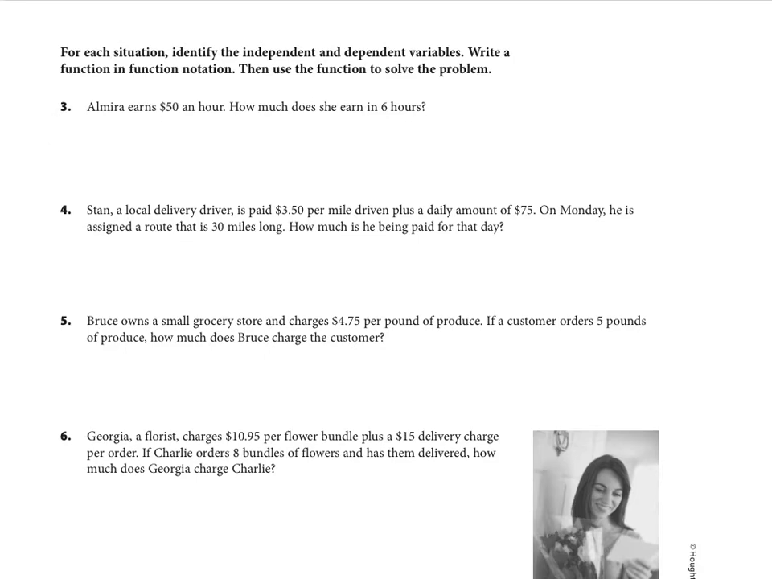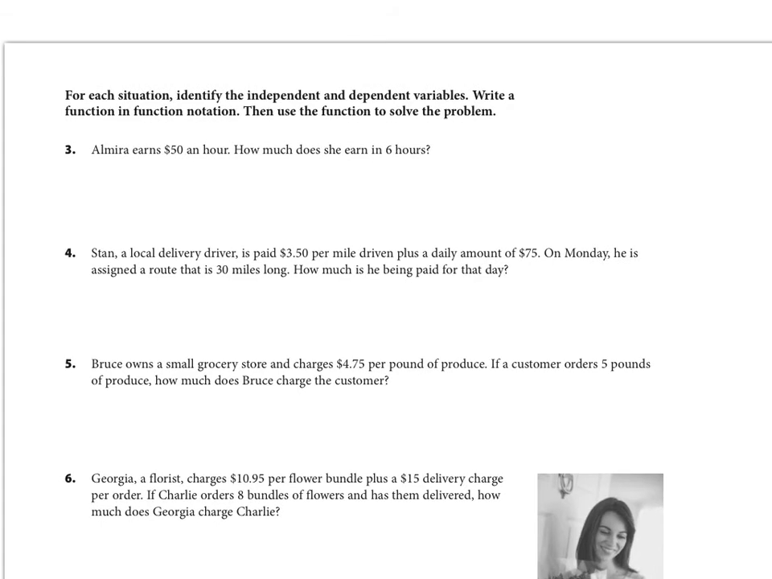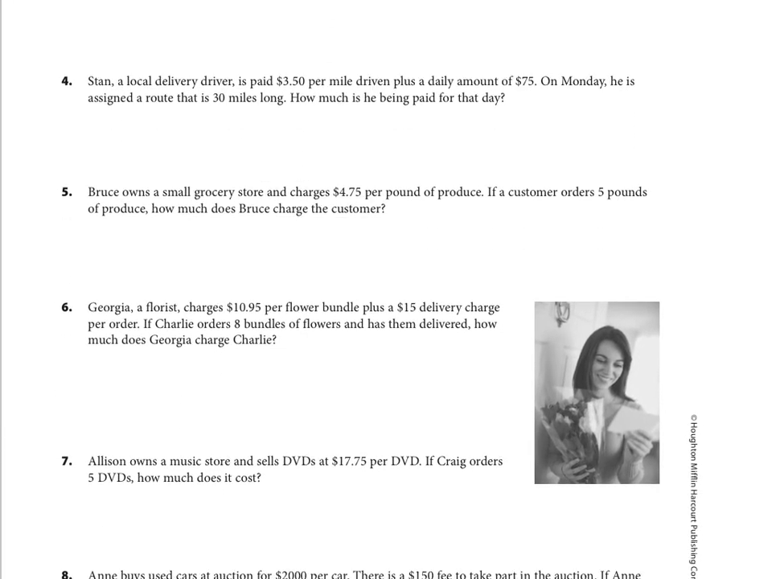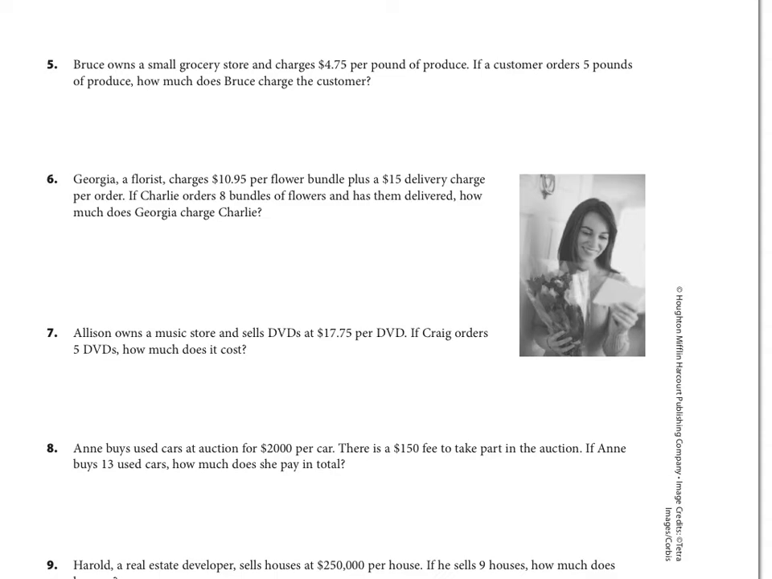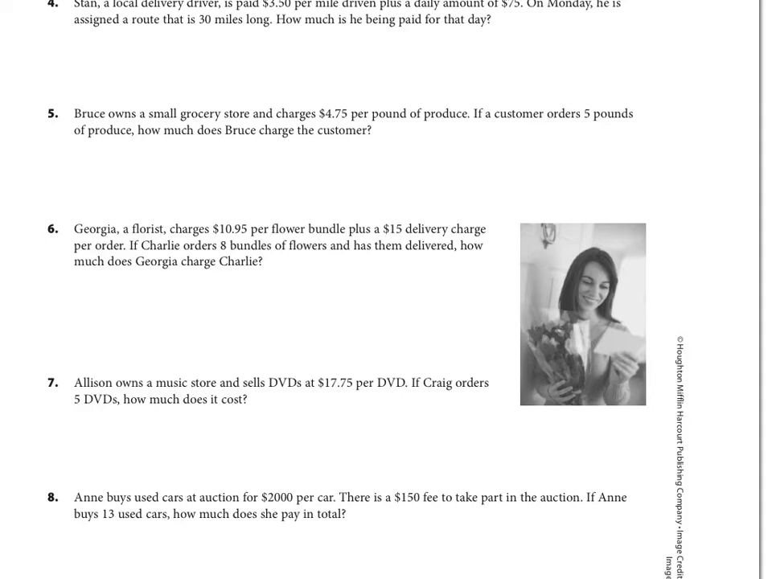Okay, so it says for each situation, identify the independent and dependent variables, write a function in function notation, then use the function to solve the problem. Okay, so let's start with problem 5. Bruce owns a small grocery store and charges $4.75 per pound of produce. If a customer orders 5 pounds of produce, how much does Bruce charge the customer? Okay, so we have to identify our independent and dependent variables. So how do we do that? Bruce owns a small grocery store and charges $4.75 per pound of produce.